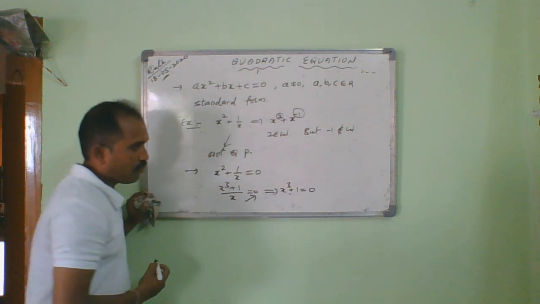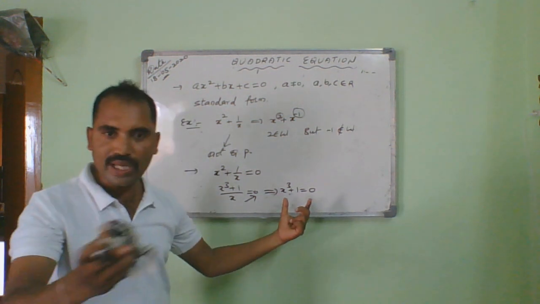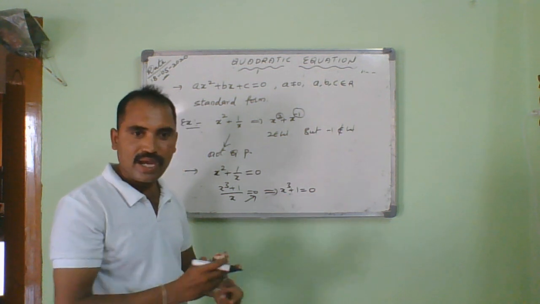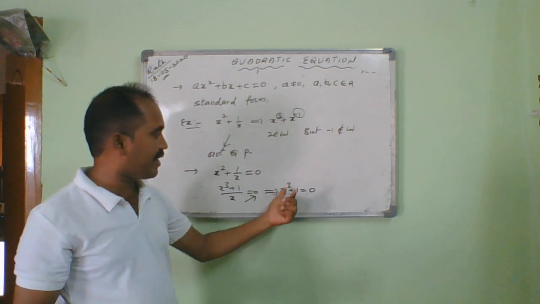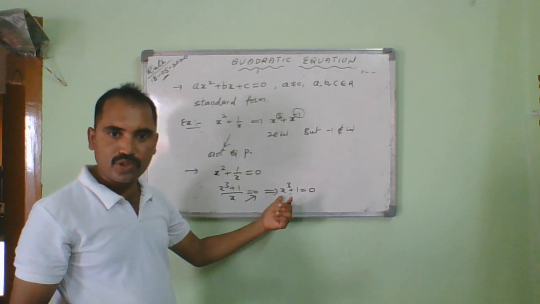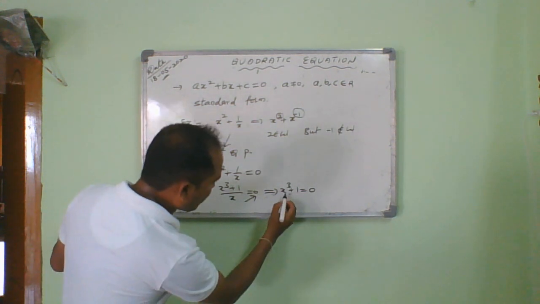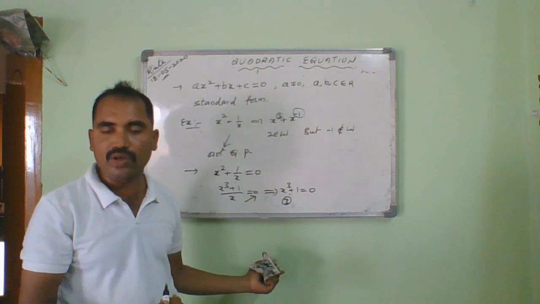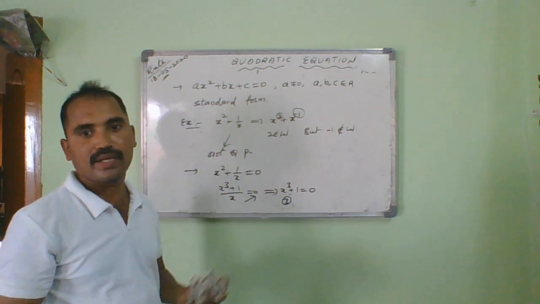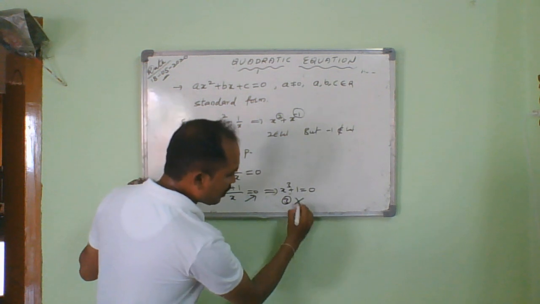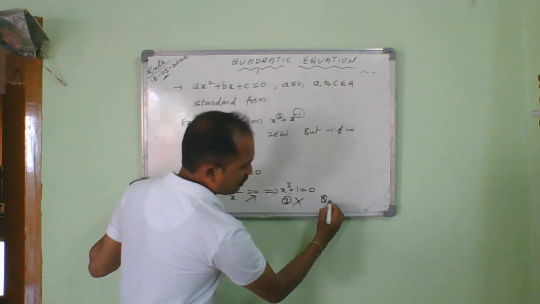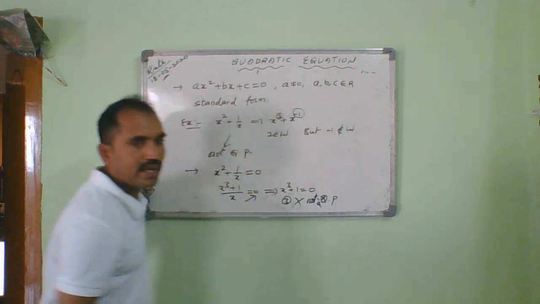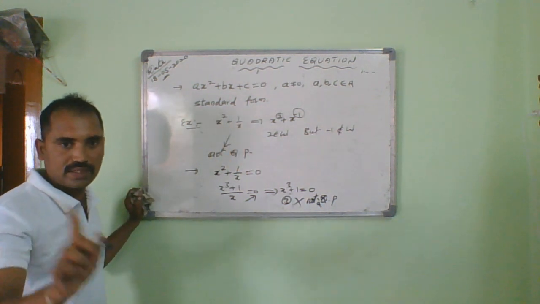So now this is the equation. Can we call it a quadratic polynomial? No. Why? As I told you already, the highest power of the variable should be 2. What is the highest power of the variable here? 3. If it is a 3, will you call it a quadratic? No. If it is a 2, we call it a quadratic. Right? So it is not a quadratic polynomial.